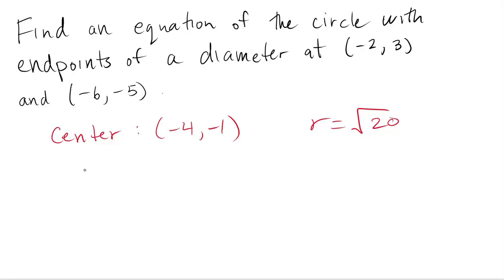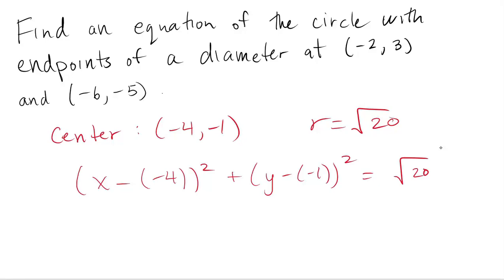Let's write out our formula. We do x minus the x-coordinate of the center, square that result, plus y minus the y-coordinate of the center, square that, set that equal to the radius squared.